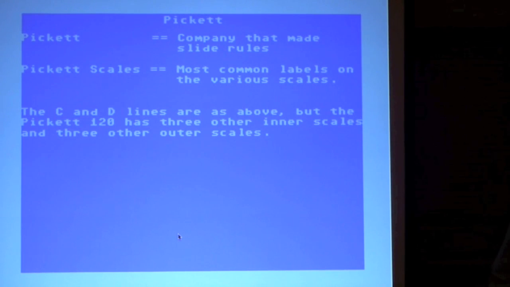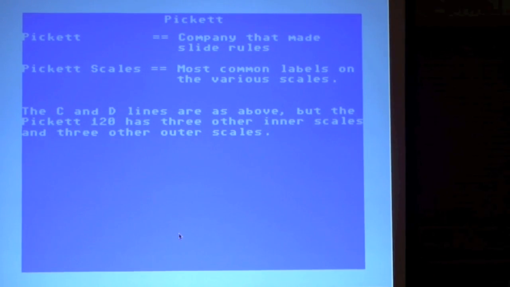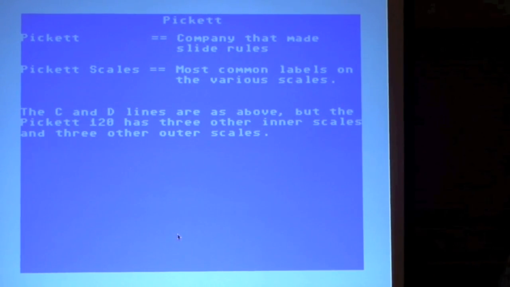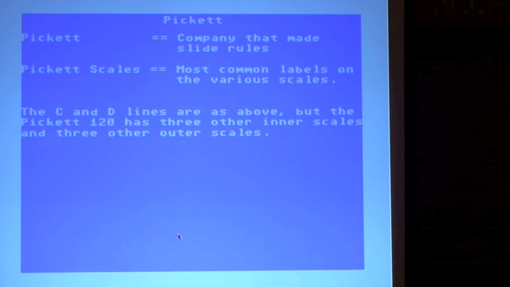Pickett is the company that made my slide rule. My slide rule is a circa 1950-something slide rule. They continued to make them well into the early 80s. The Pickett scales are the most common set of labels on slide rules. There are actually a number of different systems for slide rules, depending on who manufactured them. These guys just made a lot of them. The one that I'm sitting around is the Pickett 120. It's got 4 inner scales and 3 inner scales and 4 outer scales.